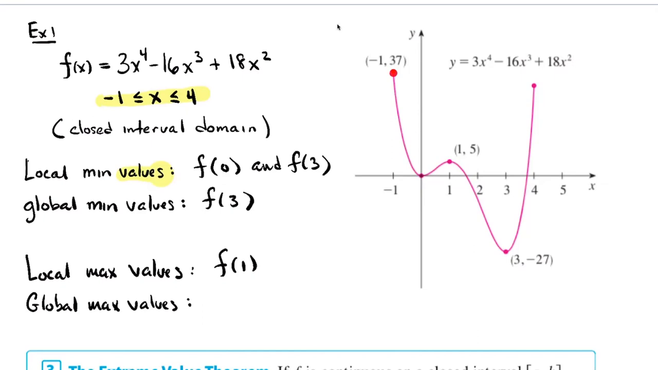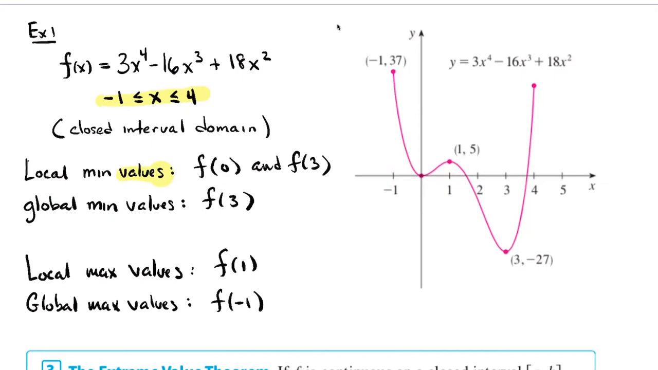The author of the book won't call that a local max value because it's an endpoint. For a local maximum, you have to have values of x near that input, and in particular, you have to be able to be near that input on both sides. So there's just one local maximum value with our book's terminology here, and it's at f of 1. The global max value is at f of -1. f of -1 is greater than or equal to any other y coordinate on that curve.